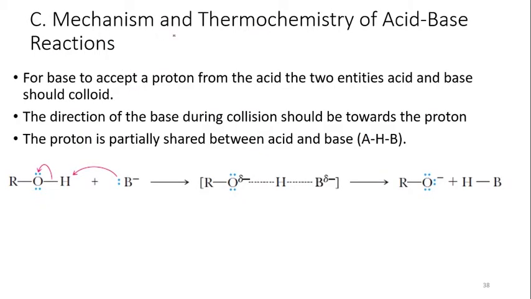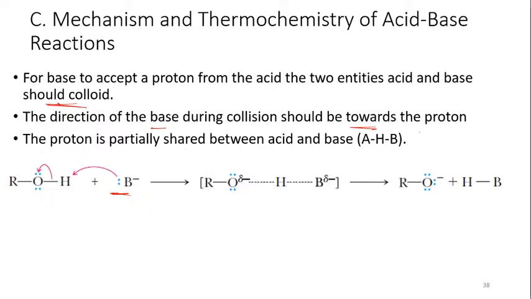Now, if I look at the mechanism and thermochemistry of acid-base reactions, for a base to accept a proton from an acid, the two entities, the acid and the base, like we said before for any reaction, should collide. The direction of the base during the collision has to be toward the proton. So if the proton is not toward my base, the reaction will not happen. The proton is also partially shared between the acid and base.